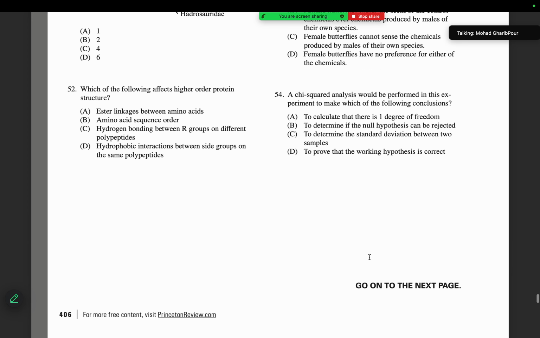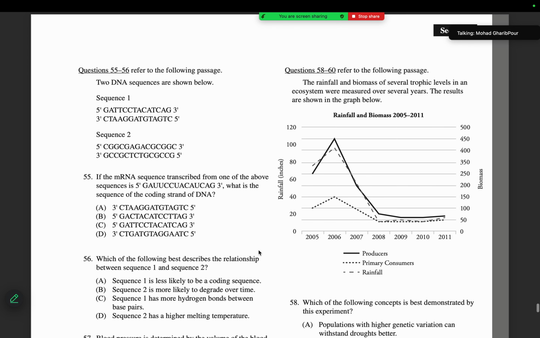Next is 55. Okay. If the mRNA sequence transcribed from one of the above sequences is this, what is the sequence of the coding strand of DNA?